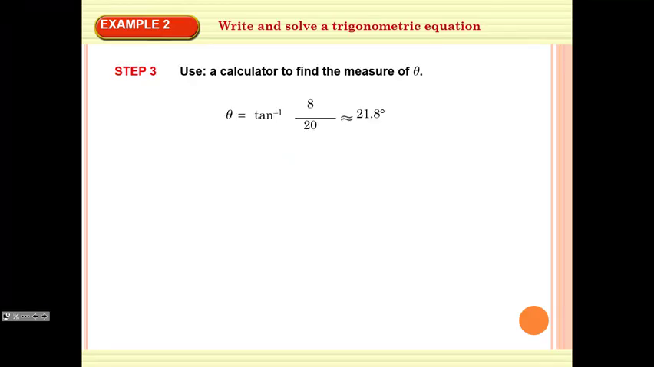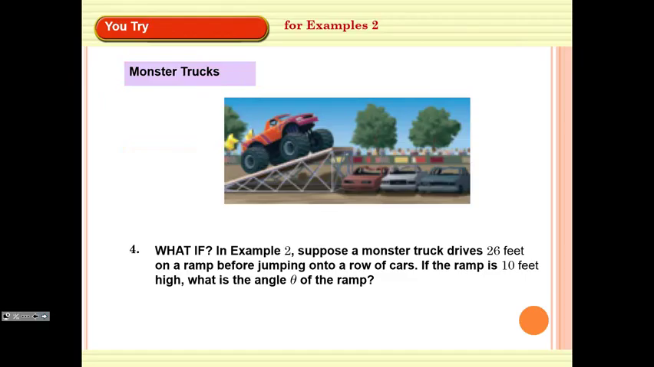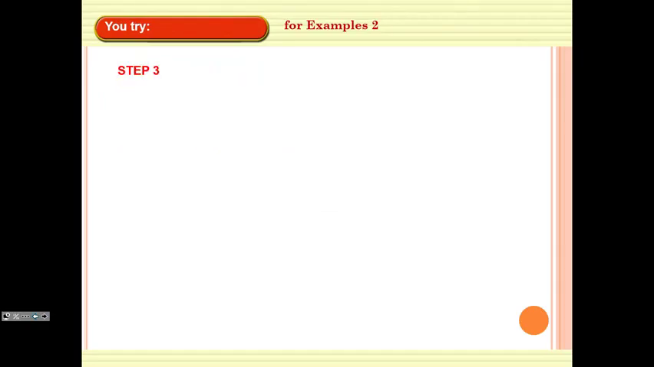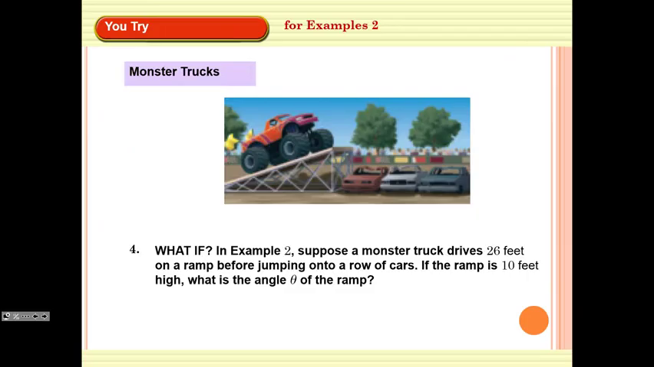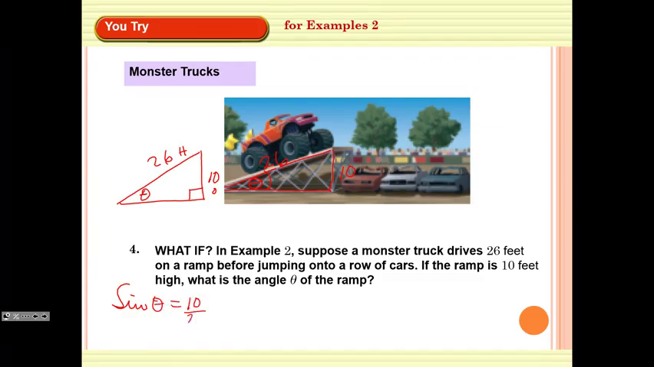And this will walk you through it. Okay, here we go. So let's go back to this one. What if, in example 2, a monster truck drives 26 feet on the ramp before it hits the cars? So this is going to be 26. If the ramp is 10 feet high, this would be 10 feet high, what is the angle of the ramp? If you can't see it very well, this is 10, this is 26. So this is opposite over hypotenuse, so it's going to be sine theta equals 10 over 26.